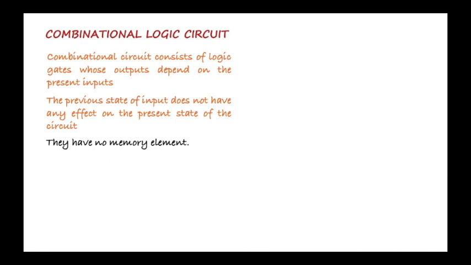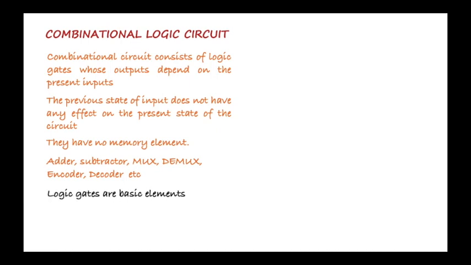Because there is no memory element in the combinational logic circuits, there is no effect of the previous state on the present state of the circuit. And there is no clock available in these circuits, so clock pulse does not control the operation of the combinational logic circuits. Adder, subtractor, mux, demux, encoder, decoder, etc. are examples of combinational logic circuits. And logic gates are the basic elements of the combinational logic circuit.